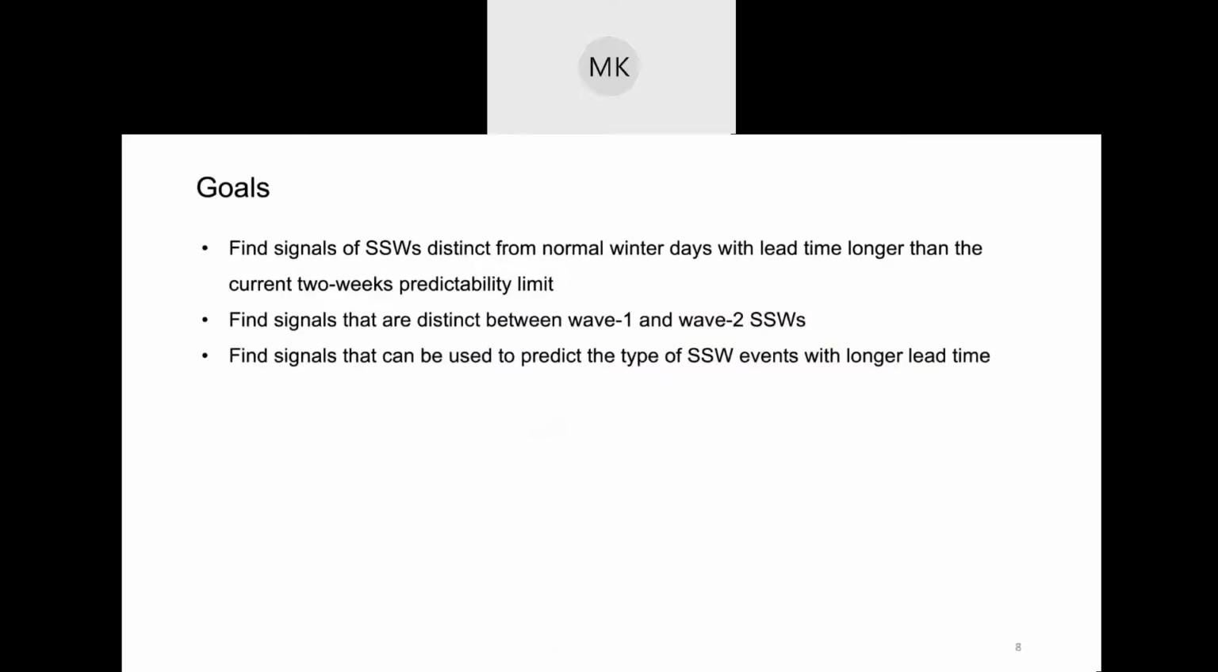As wave 1 SSWs are predicted at longer lead times than wave 2 SSWs, the goal of this study is to find the signals of SSWs that are distinct from the normal winter days with lead times longer than the current 2 weeks predictability limit.